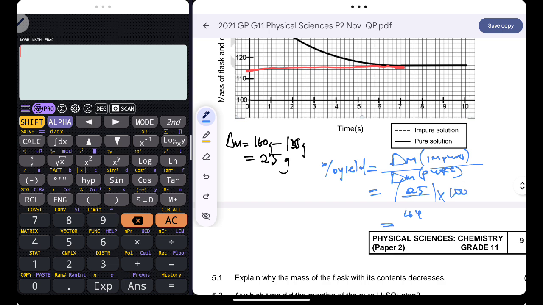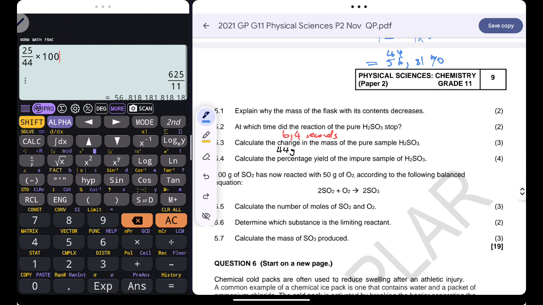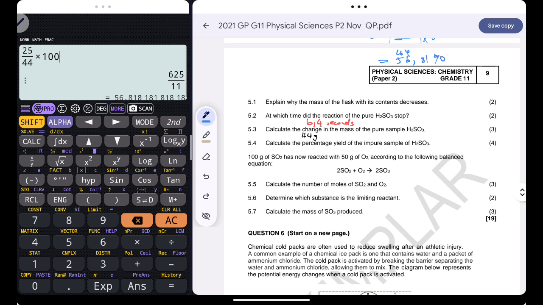What do we get? Let me punch my precious calculator. I have 25 over 44, and then I multiply everything by 100. I'll simply get 56.81%. Okay, now I've calculated my percentage yield.